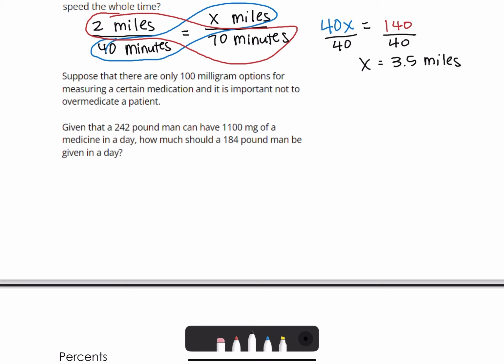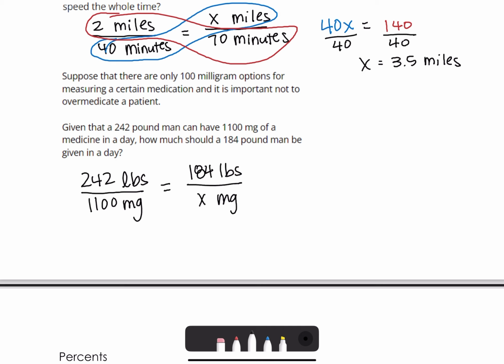Okay, suppose there are only 100 milligram options for measuring a certain medication, and it's important not to over-medicate a patient. Given that a 242-pound man can have 1,100 milligrams of a medication in a day, how much should a 184-pound man have in a given day? So again, I set it up as a proportion. We're going to cross multiply.